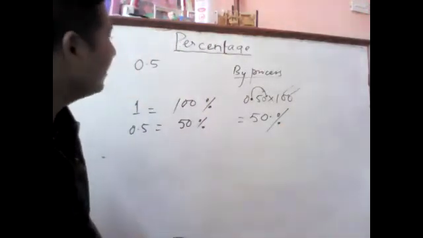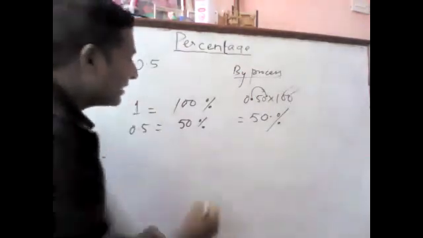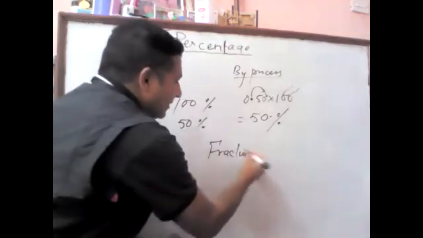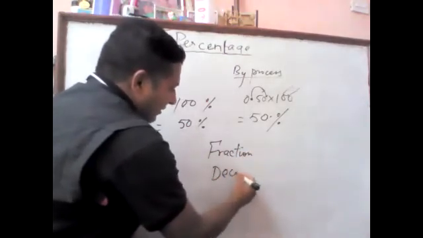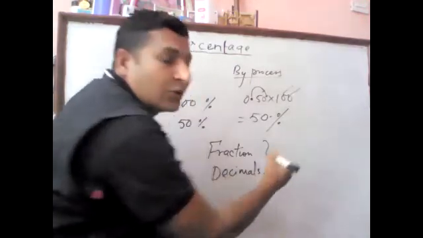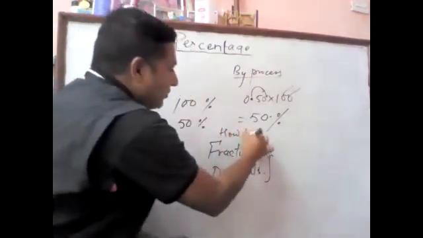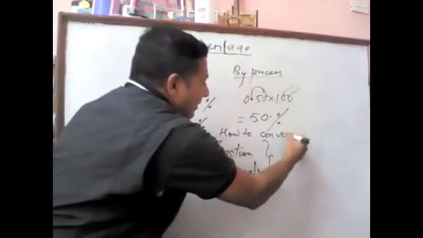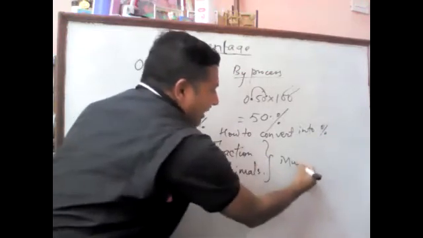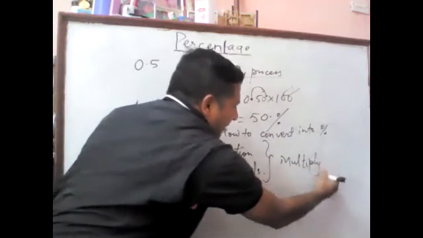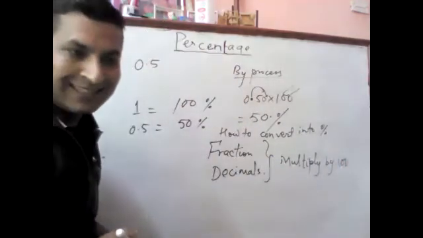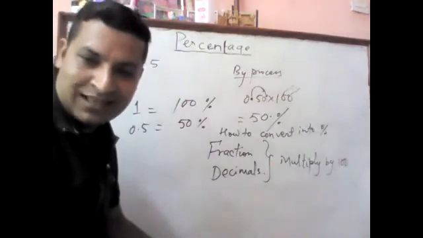So we have to remember, in case of fraction and decimal, in both cases, how to convert into percentage: multiply by 100, so that we get percentage. This is the process. Yes, thank you.